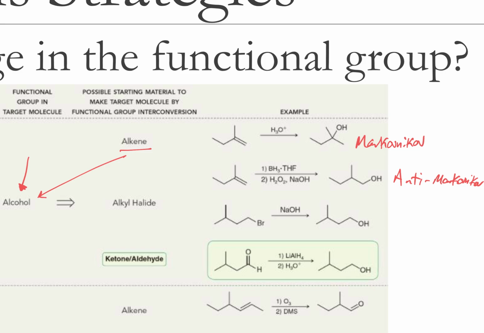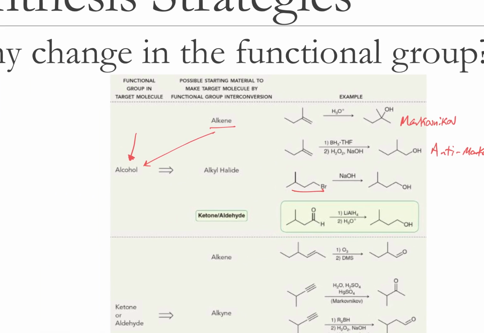If we have an alkyl halide, we can react it with sodium hydroxide to get that alcohol. Ketones and aldehydes can be reduced. If you needed to go from a ketone, you could reduce it to a secondary alcohol. If you have an aldehyde, you'll get to a primary alcohol.